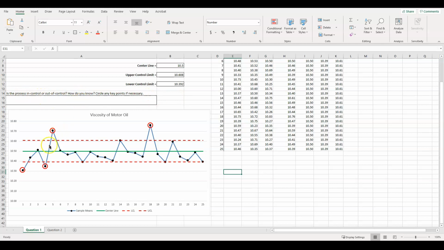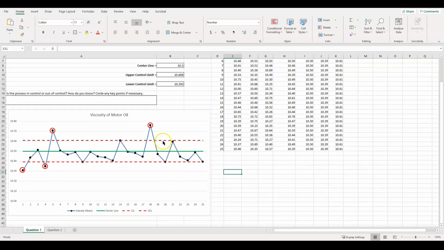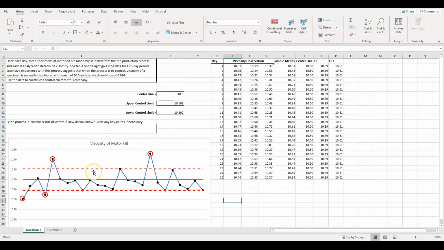How do you know? Well, because it's beyond the limits. You have points beyond the limits. And then circle the key points. I've circled it. Right? So that's how you get your marks. Center line, upper control limit, lower control limit. All of this with the correct formatting, so dashed lines on top and bottom, markers on your chart, and circled points if necessary, and then fill in this information. So that's how you do number 1.